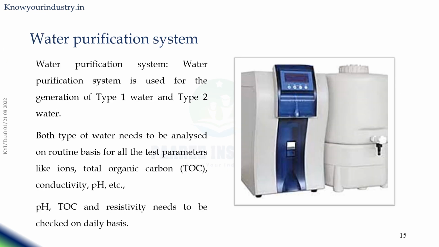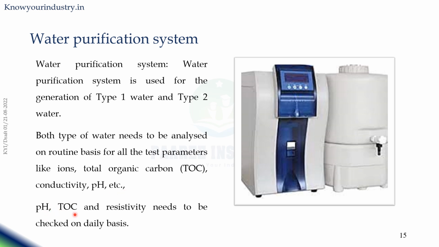The most commonly available instrument in an analytical laboratory is the water purification system, if the laboratory does not buy type 1 and type 2 water from outside. The water purification system is used to generate type 1 water and type 2 water. Both types of water need to be analyzed on a routine basis for all test parameters like ions, total organic carbon, conductivity, pH, etc.